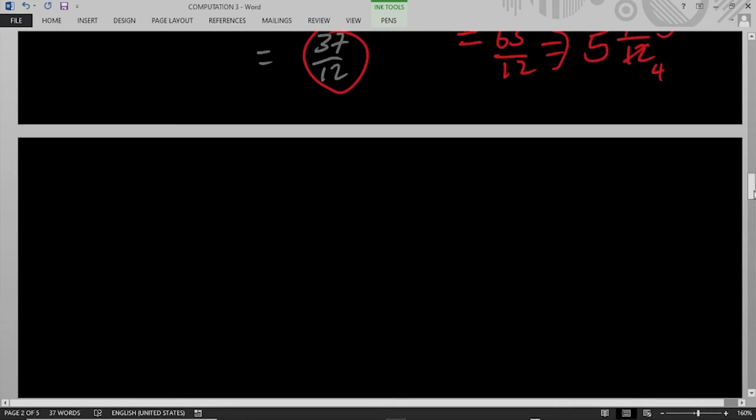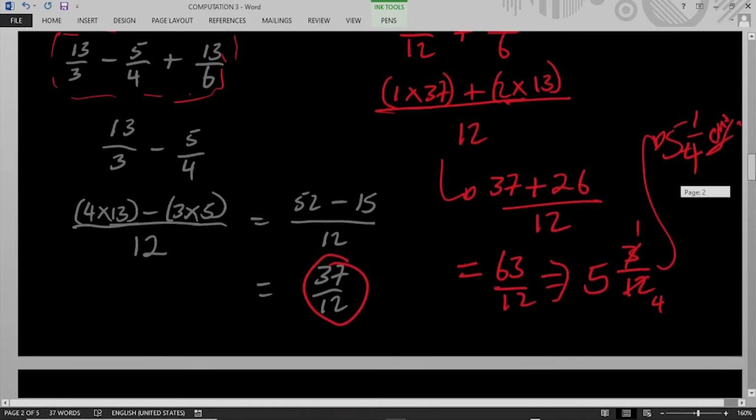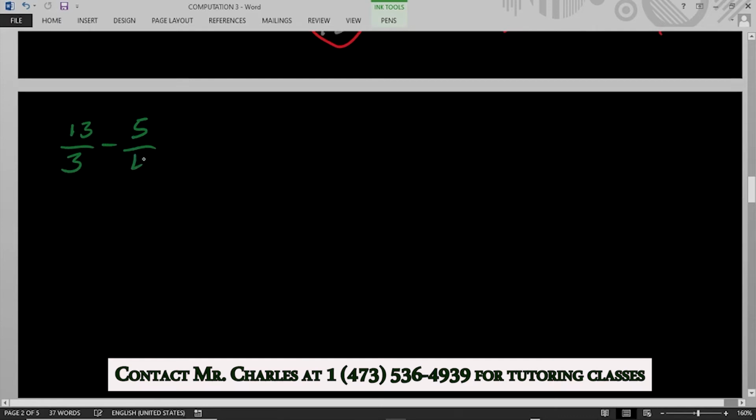Of course, we could have done that question differently. We could have said 13 over 3 minus 5 over 4 plus 13 over 6. We could have drawn one line here and found the LCM of 3, 4 and 6. The LCM of 3, 4 and 6 is 12, because 12 is the lowest number that can divide each of them exactly.